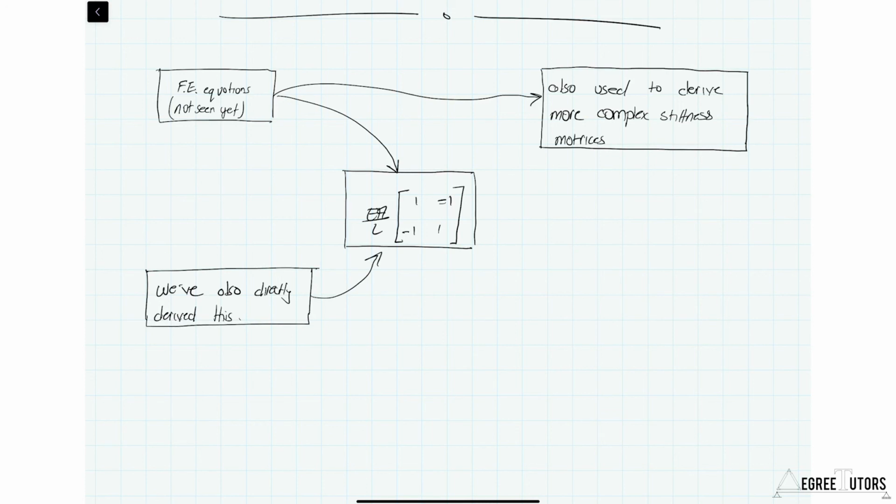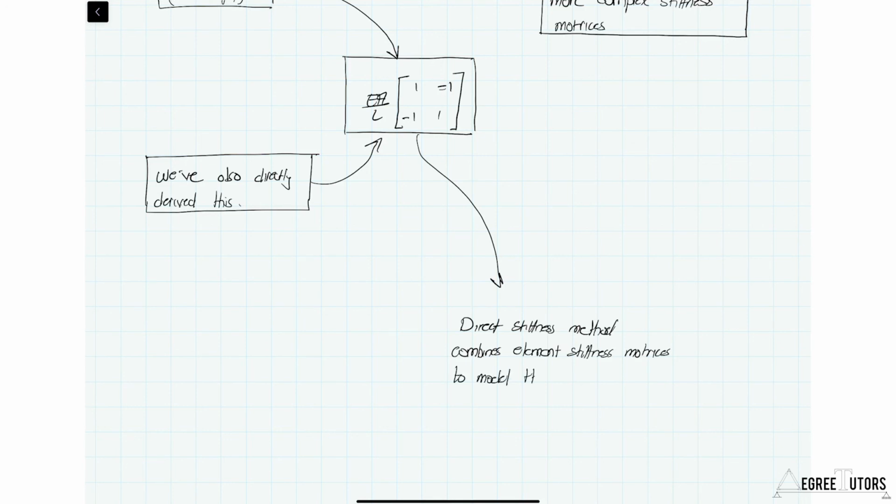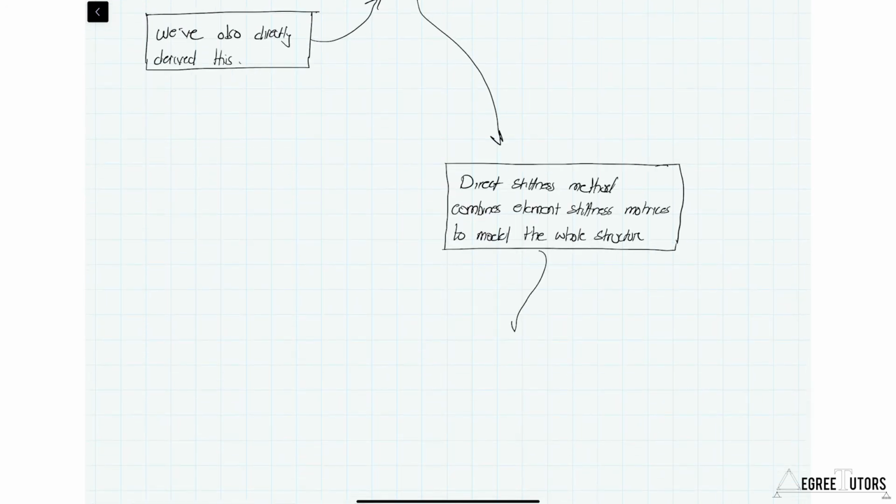But where to then? Once we've worked out the FE equations, and once we've also demonstrated that they can be used to derive this bar stiffness matrix, well, then we get into the much more exciting stuff of applying what's called the direct stiffness method. So the direct stiffness method combines the element stiffness matrices to model the whole structure. Okay, and that ultimately leads us down to, let's just draw a little simple structure down here.